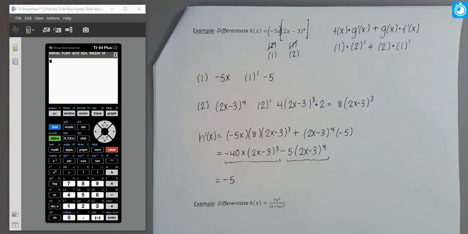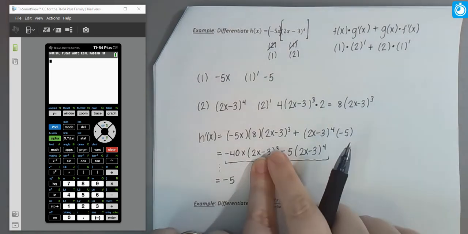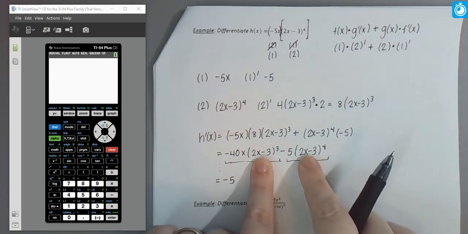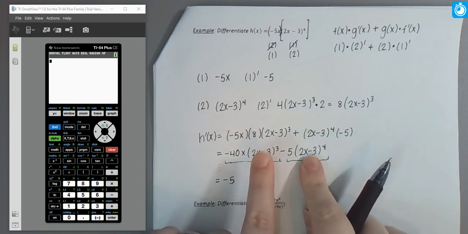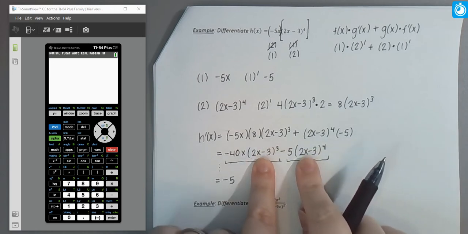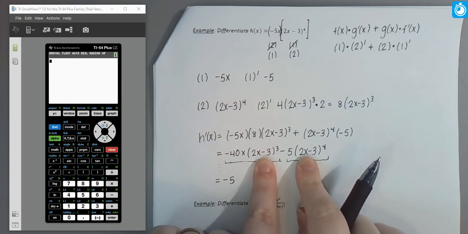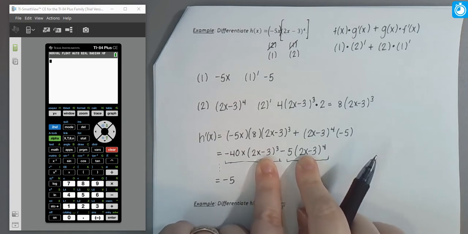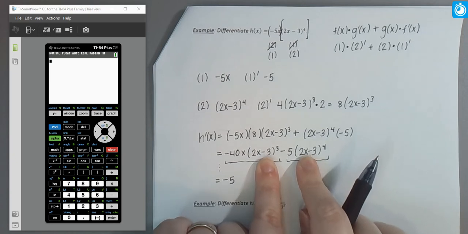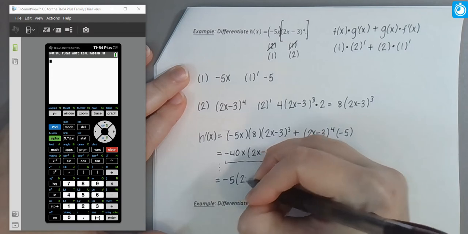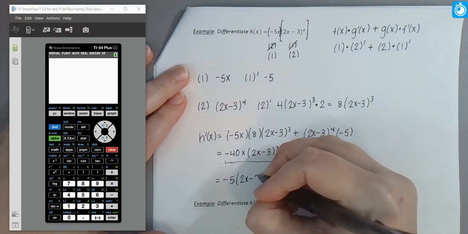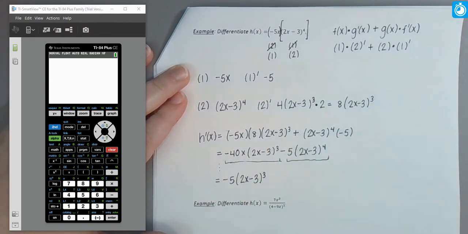What else do these two terms have in common? Well, we have 2x minus 3 cubed and then 2x minus 3 to the 4th power. So the same factor, 3 of them here, 4 of them here. So they have 3 in common. They have three 2x minus 3's in common. That is also part of the greatest common factor. So we could also pull out a 2x minus 3 cubed.